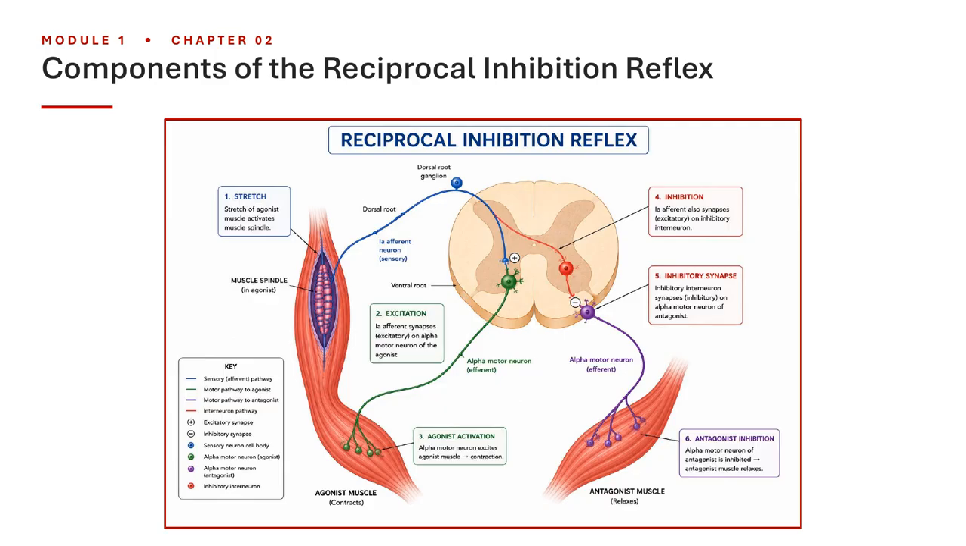This is the elegance of the nervous system's design. You don't need 2 separate commands. One tendon tap activates contraction in one muscle and simultaneously suppresses the opposing muscle. The result is smooth, coordinated movement. Keep this in mind for later. When we discuss upper motor neuron lesions, the loss of reciprocal inhibition contributes directly to spasticity.